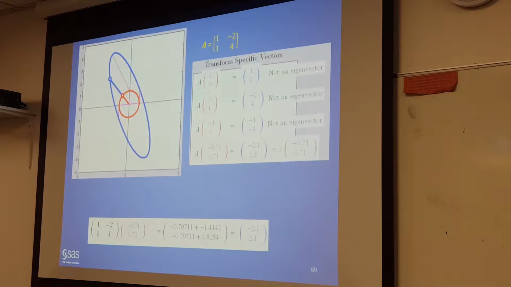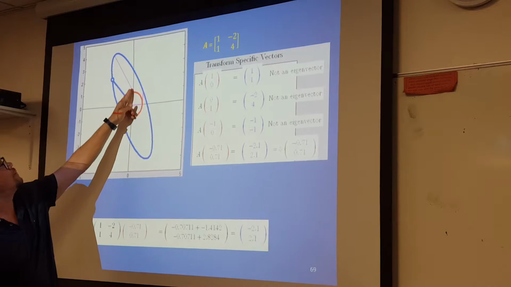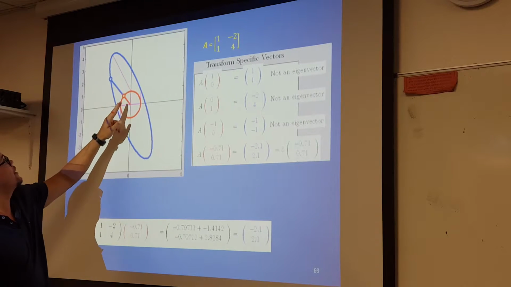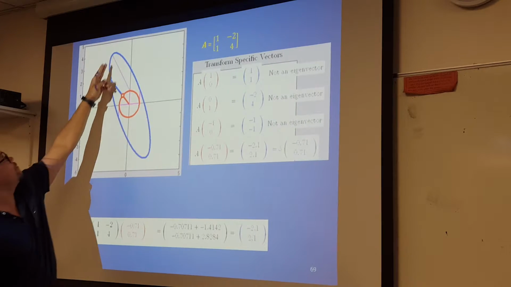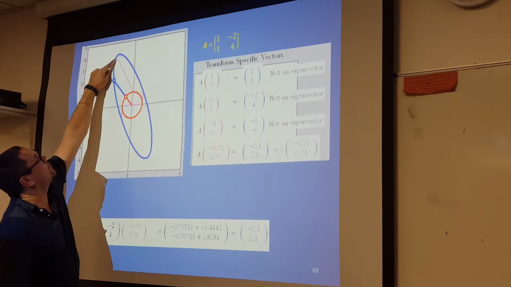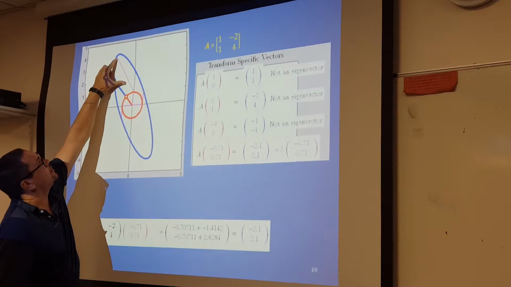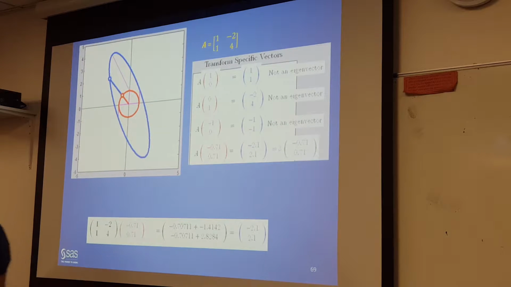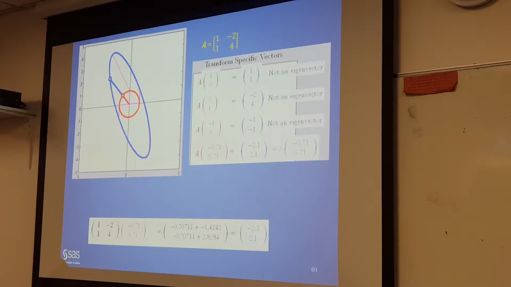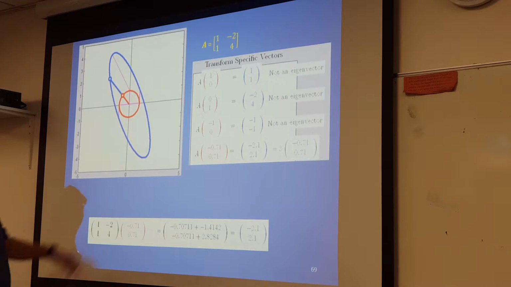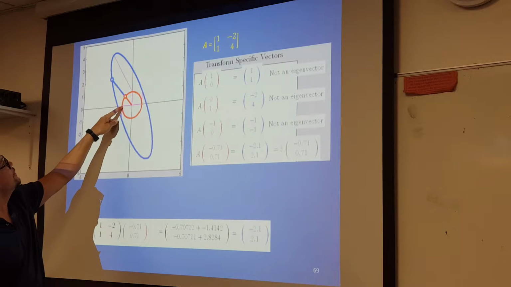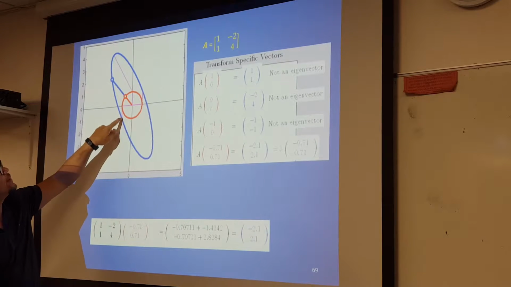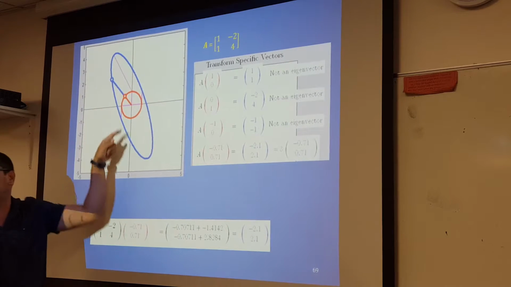How about 0, 1? Here, pointing up, right? After we multiply it by the matrix, we end up with negative 2, 4. That's the relative point. So that's clearly not in the same direction, right? Negative 1, 0, this one here. Where does that end up? Negative 1, down here, right? So that is in a different direction.